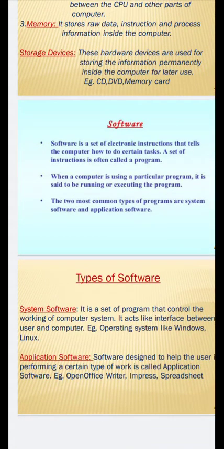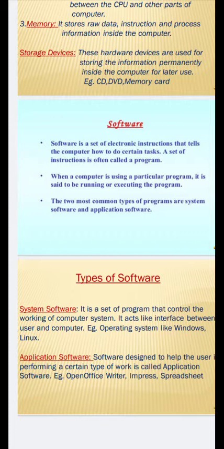Next, we'll talk about the software, the second part of the computer system. What is software? A set of instructions which are used to perform a particular task by the computer is called a program. And a set of programs is called software. We cannot see them or touch them. So the software are also of two types. The first is system software and the second is application software.